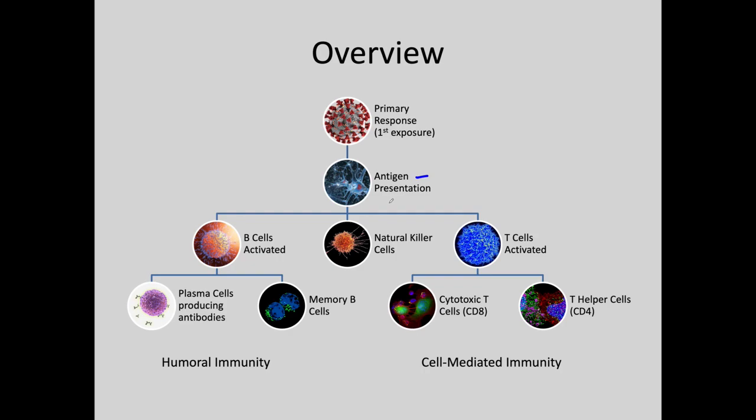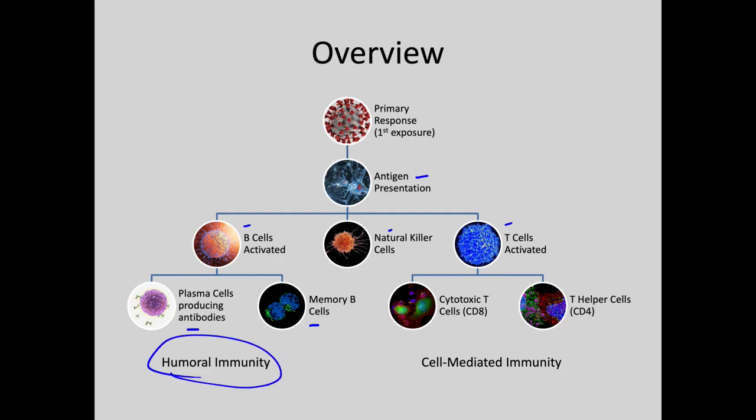Once antigen presentation has occurred, then B cells will be activated, T cells can be activated, and of course natural killer cells can also play roles in the adaptive immune response. B cells will differentiate into plasma cells to produce antibodies, and if they've been activated by a T-dependent antigen, then we will also see the formation of memory cells. This immune response is known as humoral immunity.